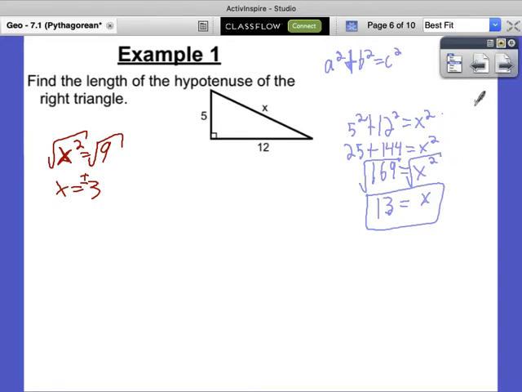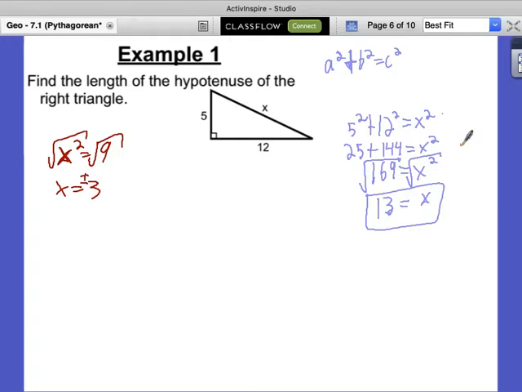Then we said, okay, let's continue on and try an example of this. Example 1: we found the length of the hypotenuse. We set it up: A squared plus B squared equals C squared. A and B were 5 and 12, and we didn't care about the order because they're both legs. We don't care about the order we add things in. So we added them together, and that's equal to x squared.